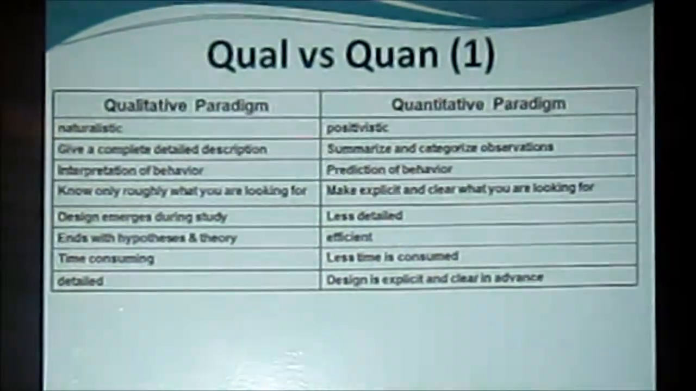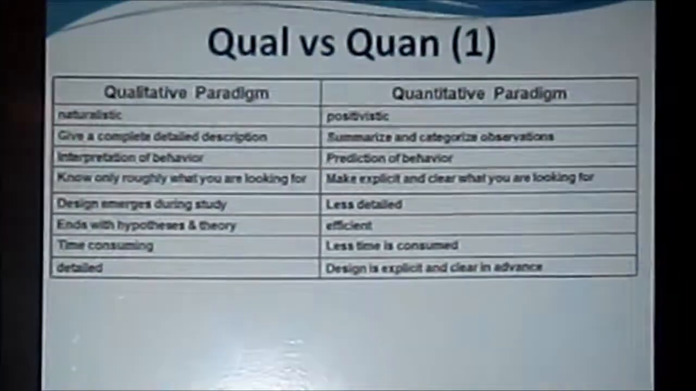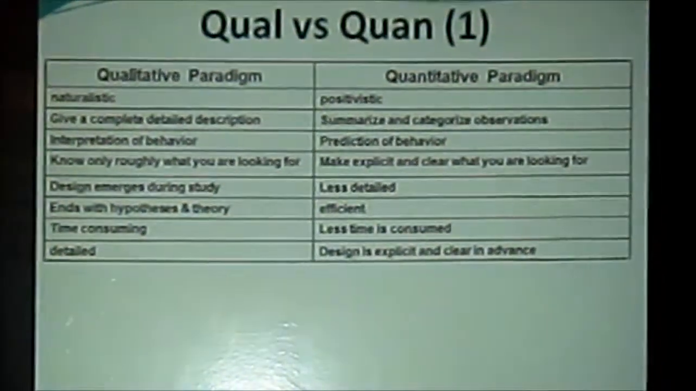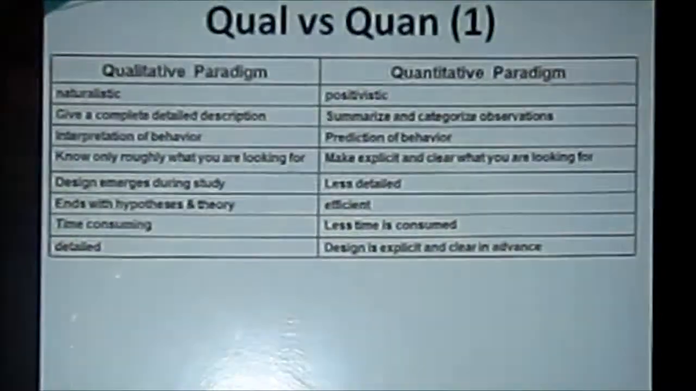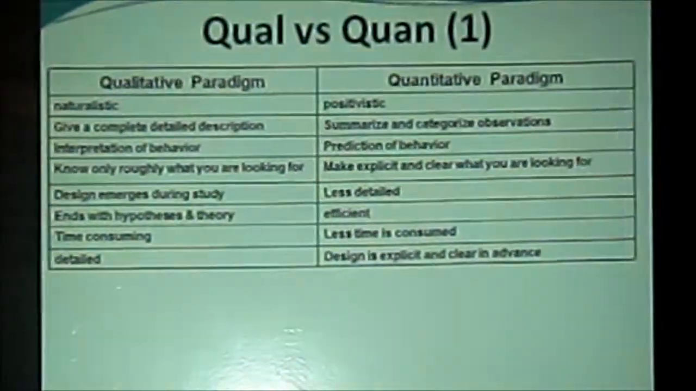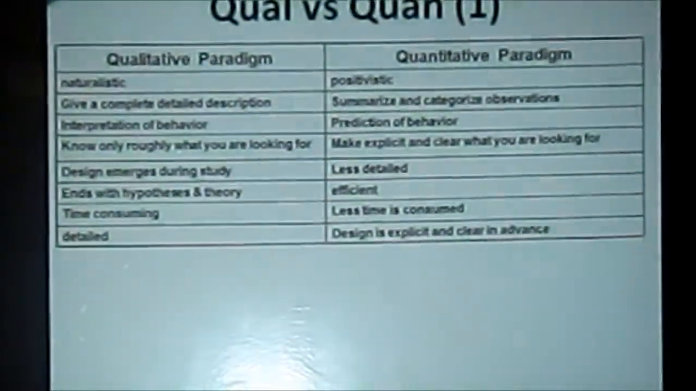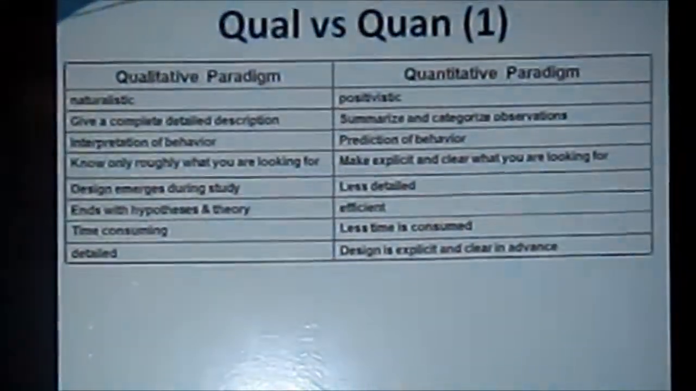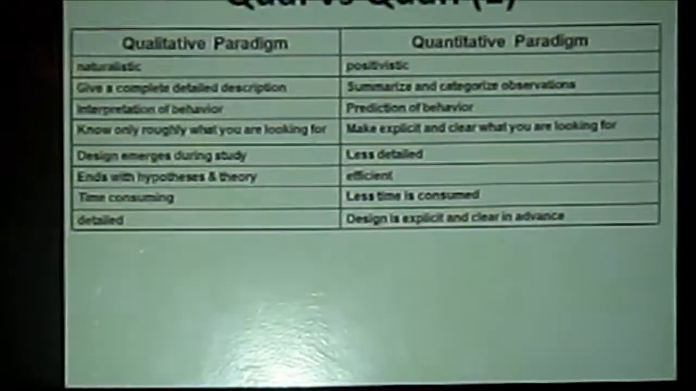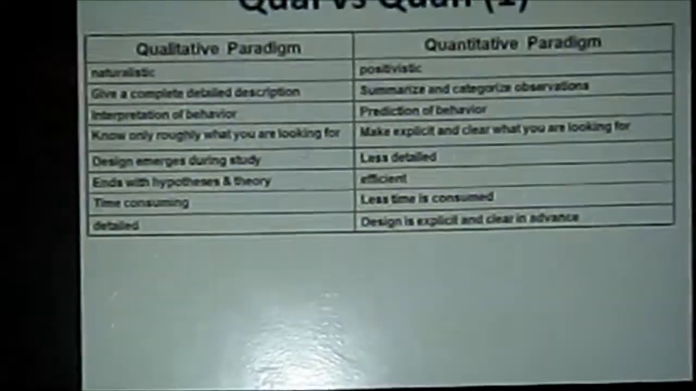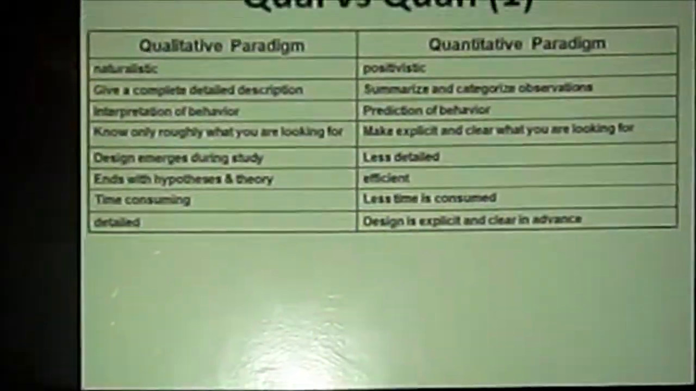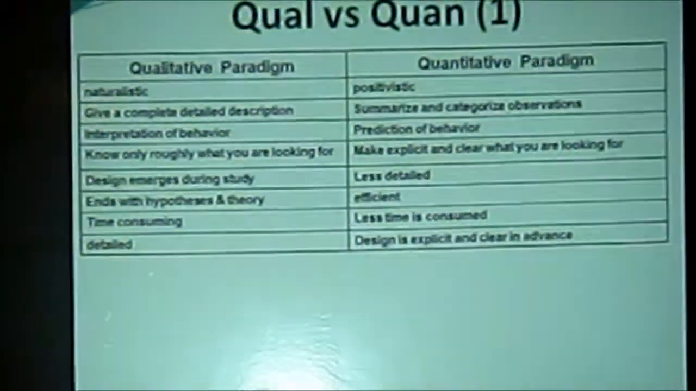This is a short table which lists the most important differences between the qualitative and quantitative research approaches. To start with, qualitative research is naturalistic. What is meant by naturalistic? It means that the researcher does not have the right to intervene in the phenomenon, the event, or the data he is using, or the topic he is studying.